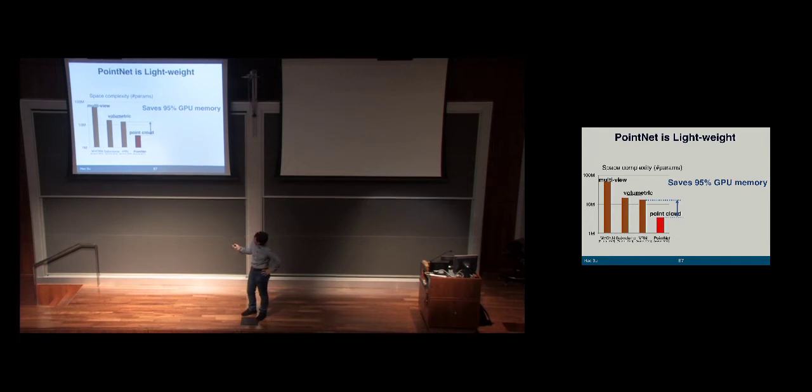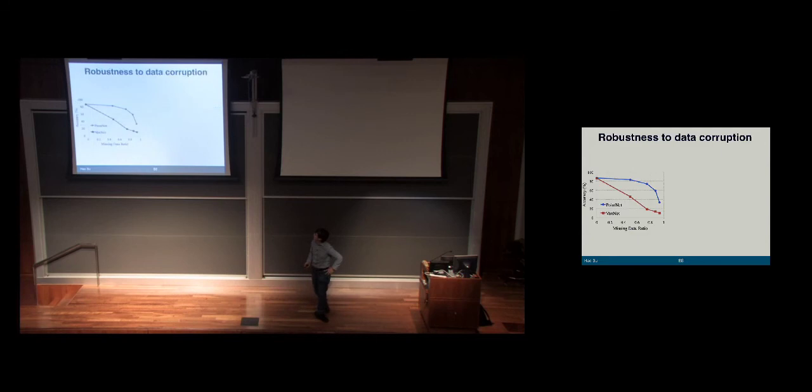Note that the y-axis is in a logarithmic scale, and this is the number of parameters. For multi-view representation, you will have almost 100 million parameters. That makes it quite expensive in computation. But for PointNet, that's very cheap. It saves 95% of the GPU memory, making it a convenient architecture for portable devices. And because we have the spatial aggregation operation, that makes the architecture robust to missing data.